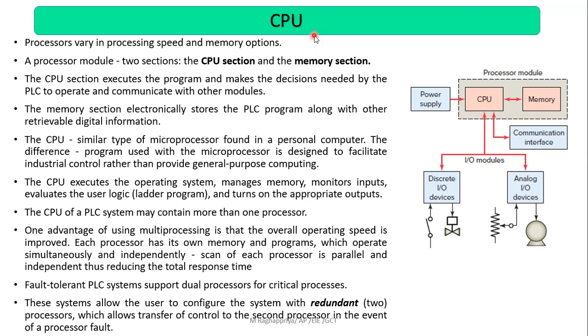Basically, the processor is divided into two main sections: one is the CPU and the other is memory. The CPU is where the program gets executed. All the decisions of the processor are made by the CPU. It is the brain of the PLC. Memory is the part where we can store information. The data from the input devices and other data about the process, everything will be stored in the memory. So these are the two main sections in the processor.